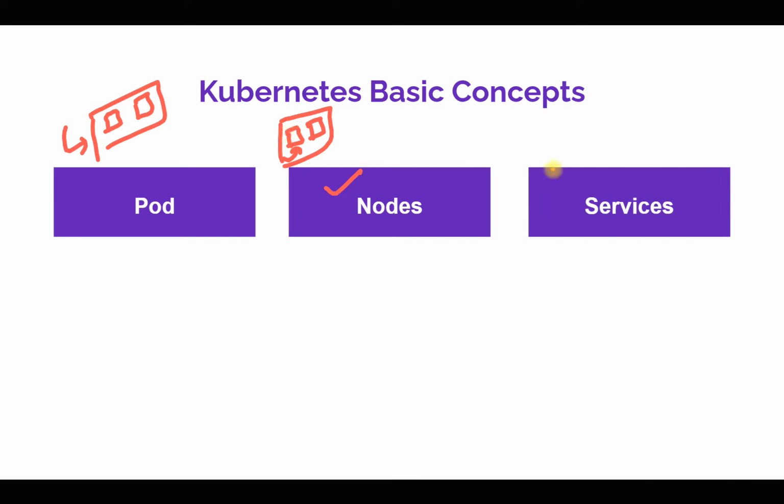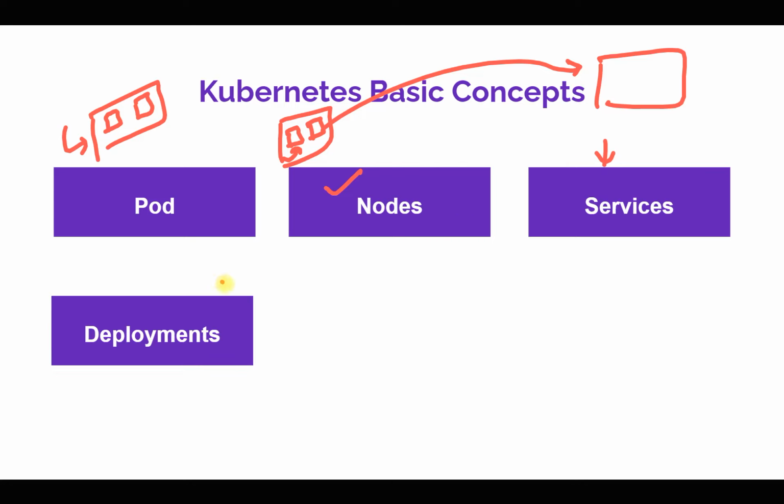Next concept we are having is services. What exactly is a service? It's an abstraction that defines a logical set of pods and a policy that will help this application to be accessed. So services provide a way to expose your application to the outside world. If you want to use this application over the internet, then you need to expose it on some port. That's why the service comes into the picture when you are going to expose your pods to the outside world.